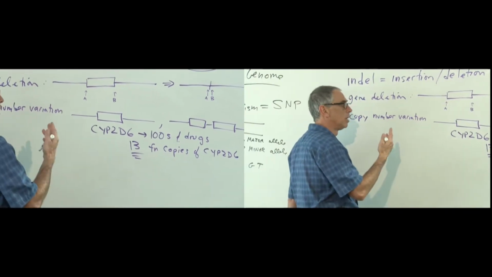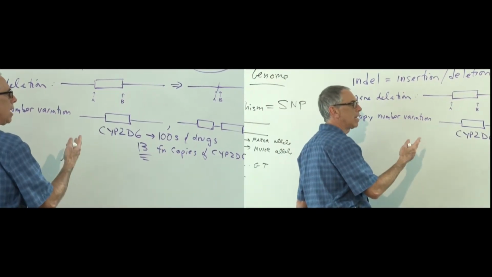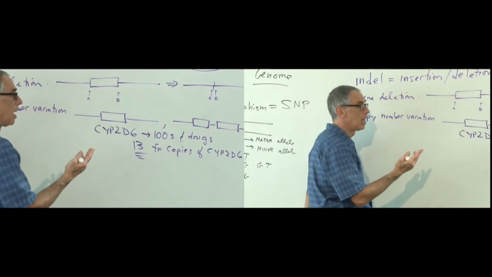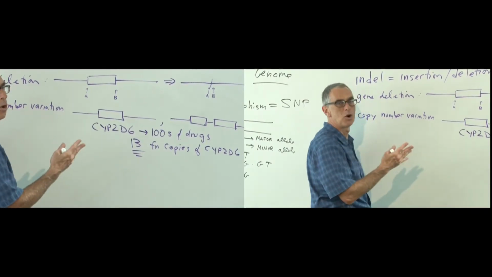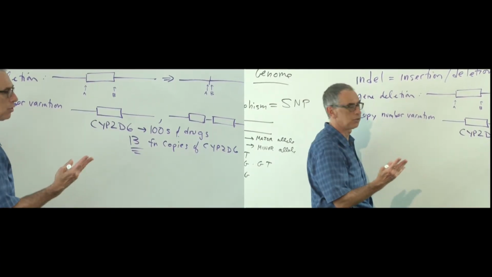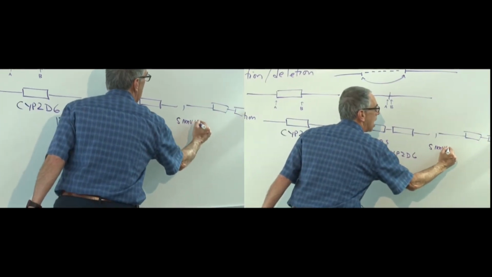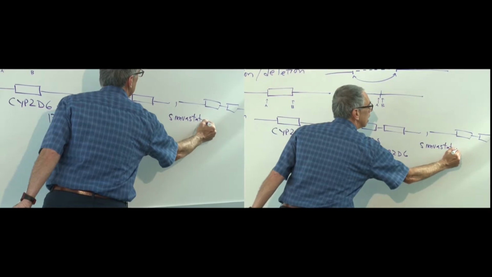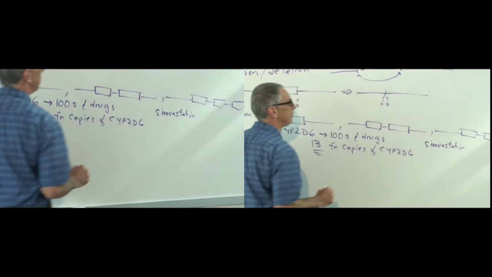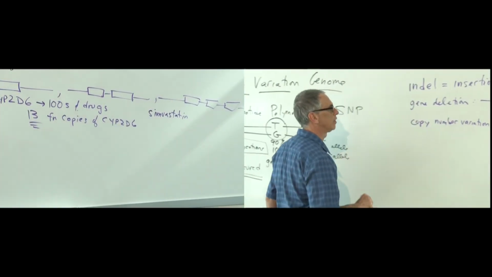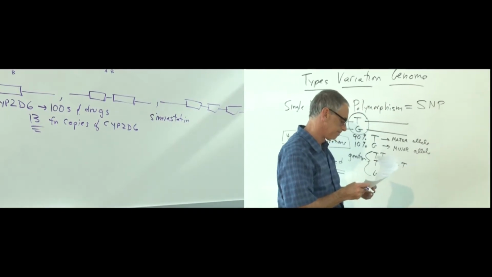And in fact, they were discovered because they were taking a cholesterol drug, and they needed 10 times the normal dose to get the benefit of that drug. It was simvastatin. And you can Google or do a PubMed search for simvastatin and copy number variations on CYP2D6.